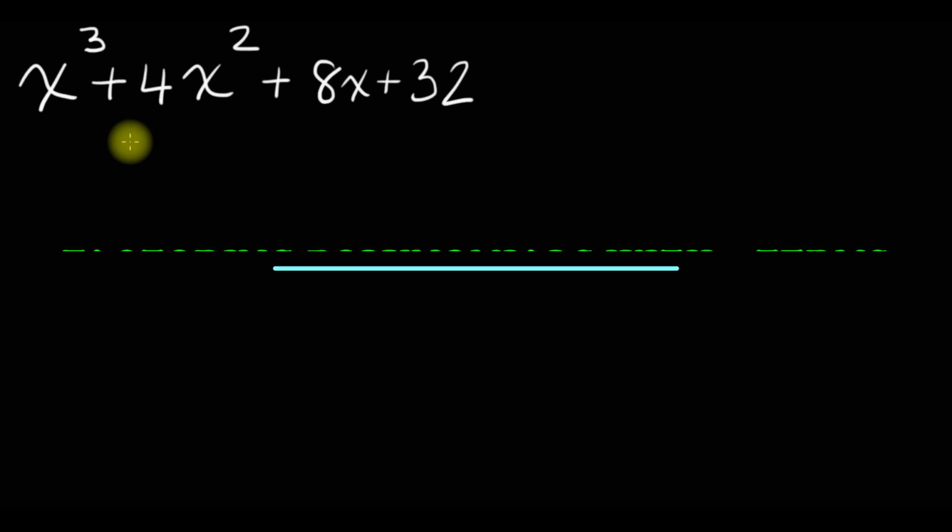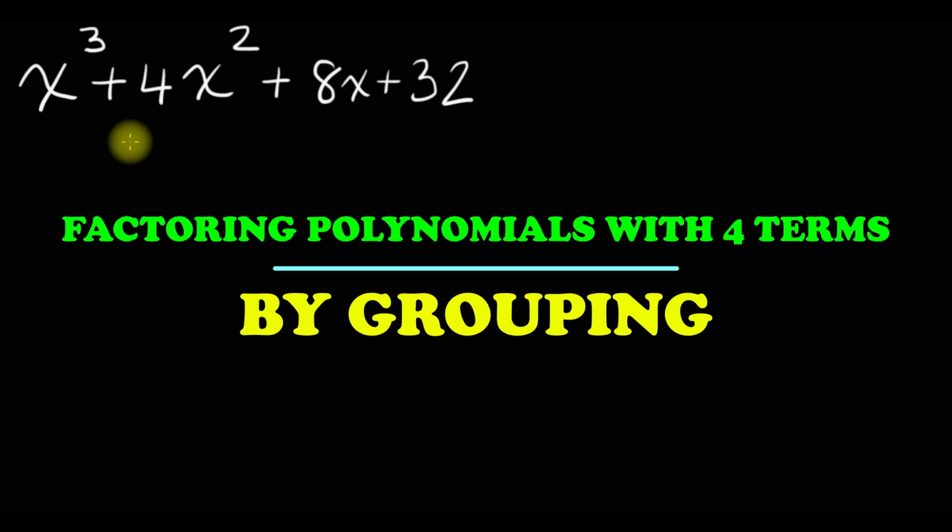To go over factoring polynomials with 4 terms. Now, if possible, we are going to be able to use grouping to factor the polynomial. Okay, so let's take a look at this example right here. You have x cubed plus 4x squared plus 8x plus 32.